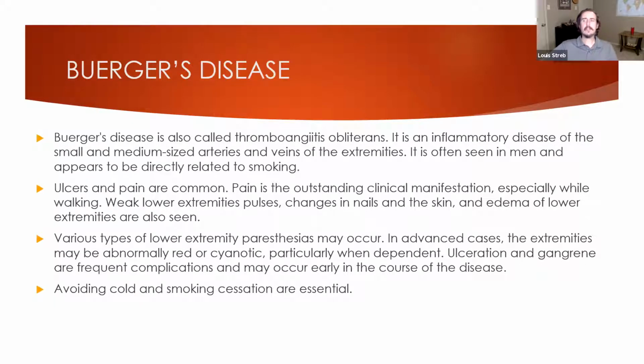All right, the next two diseases I'm going to talk about are Buerger's disease and then Raynaud's. Both of these are pretty interesting. Buerger's disease is an inflammatory disease, and it affects your small arteries and veins, right? Mostly it's seen in men, and it can be directly related to smoking. So smoking cessation is going to be a big thing here.